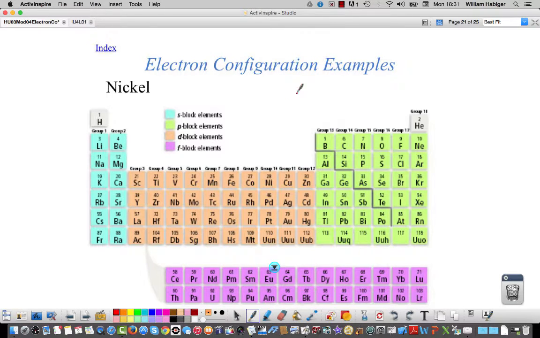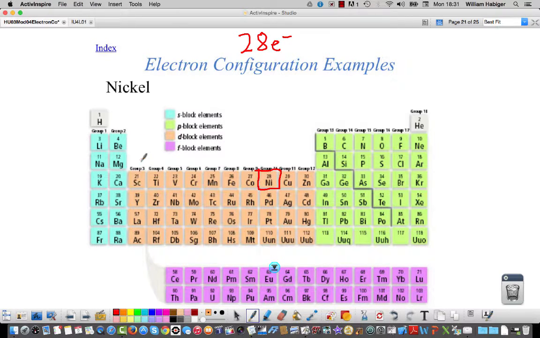Now, okay, our next example, nickel. So again, we find nickel on the periodic table. Nickel, I'm going to make a note of how many electrons it has. It's 28 electrons. That's going to help me keep track of my numbers and go back and add up all the superscripts together and match that up with that. It should get the same number.